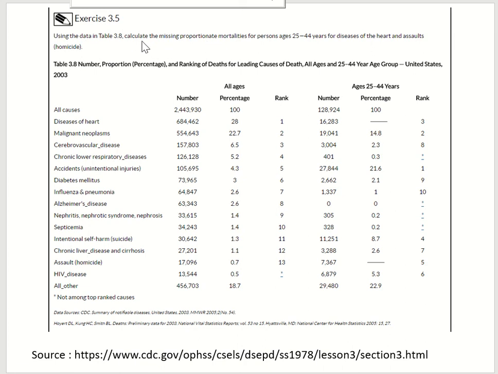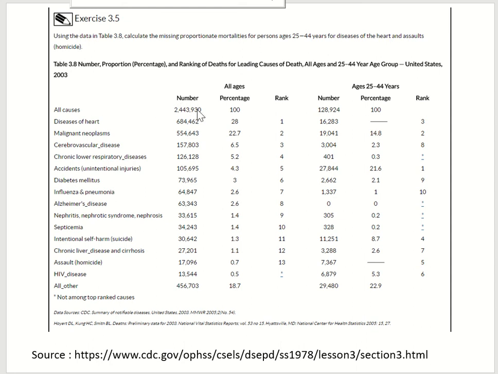So this is coming from 2003 United States, and we're looking at the number, the proportion, and ranking of death for leading causes of death. Then they look at it, so this is for everybody, and then they look at it for the age 25 to 44. But we can focus on everybody. So you start with all causes.